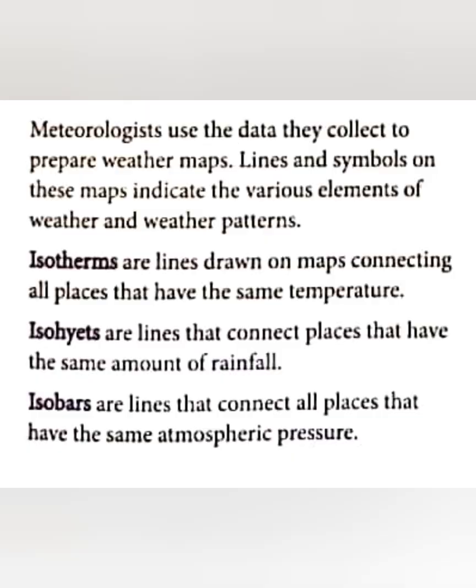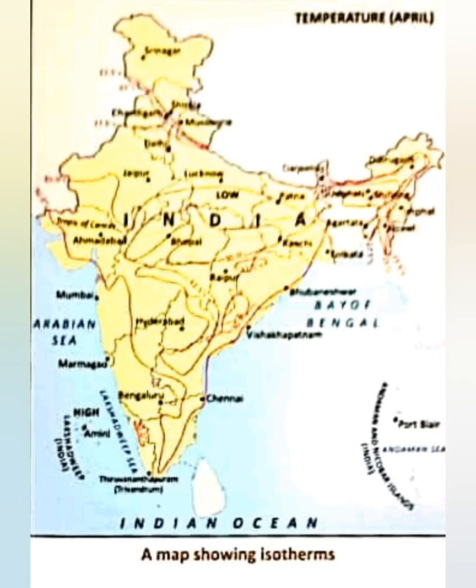So both are different. Now when we prepare maps, there are different places which have the same temperature. They are joined with lines. Those lines which join the places with the same temperature are known as isotherms. Joining the places with the same amount of rainfall gives isohyets, while the same atmospheric pressure gives isobars. Therm is for temperature, so you can remember it.